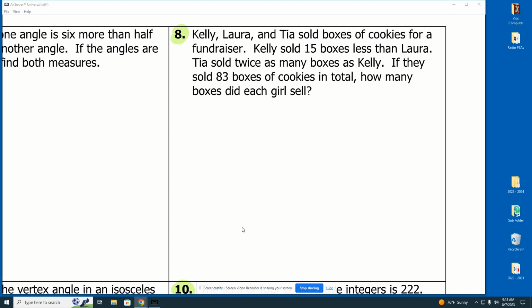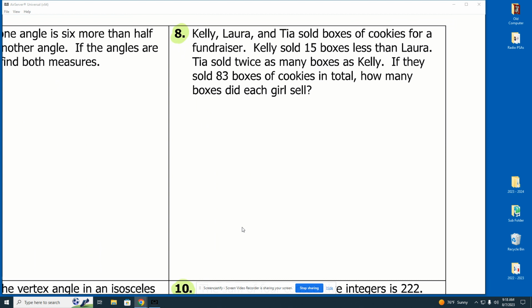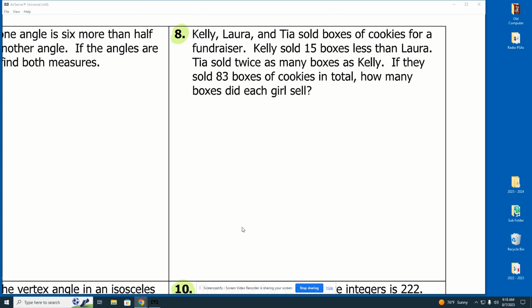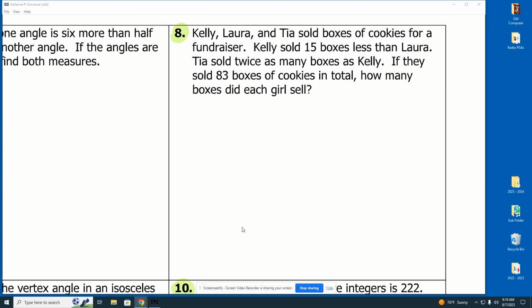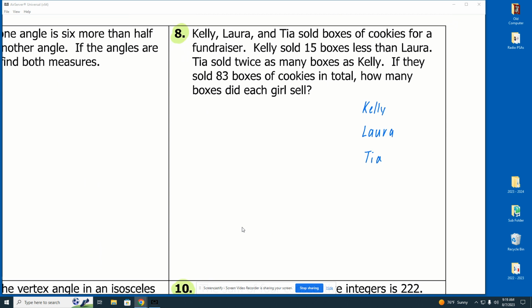Why is this stepping up one more level? More reading. None of these are just a value. You've got more people. Let's see before we answer that. You've got Kelly, you've got Laura, and you've got Tia. Now, let's see what it shows me. They sold boxes of cookies for a fundraiser.